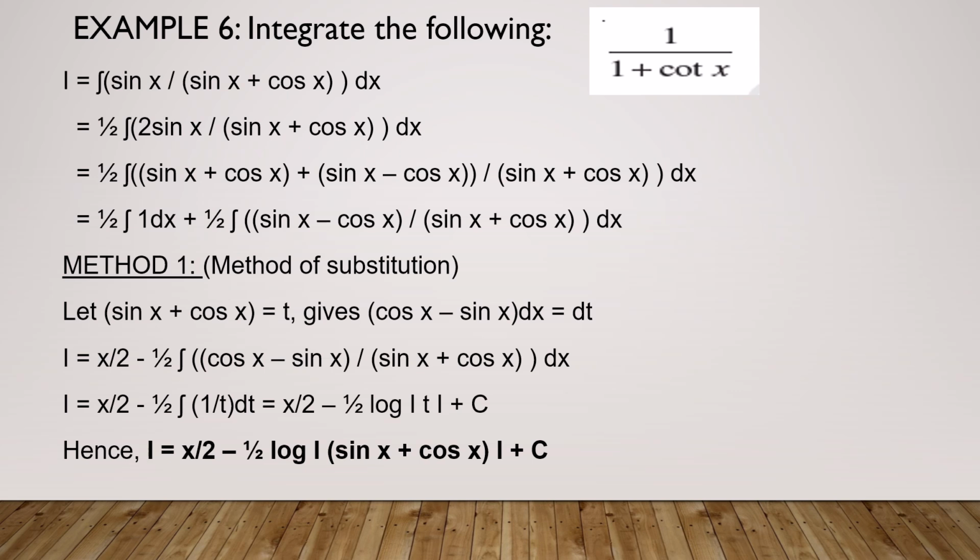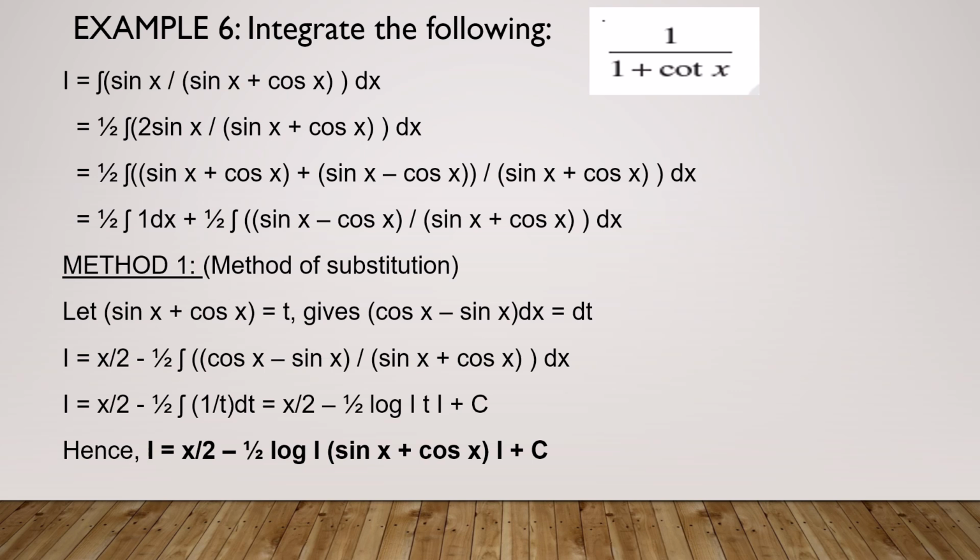Find the integral of 1 upon 1 plus cot x. First thing is, let us simplify this function. Cot x is cos x upon sin x. So after simplification you get sin x upon sin x plus cos x. Now what you do is you multiply and divide by 2. So take half outside. It will be 2 sin x upon sin x plus cos x dx.